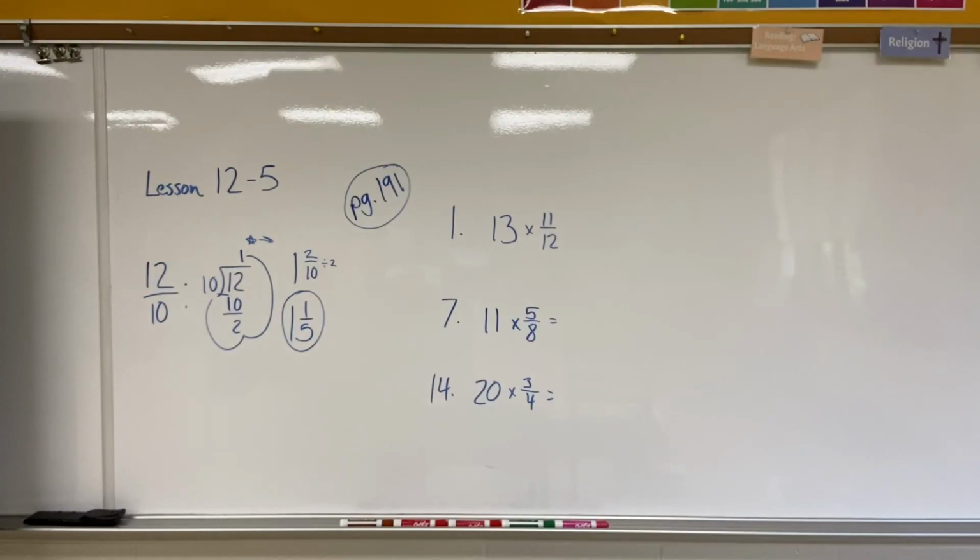All right, my 4th grade friends, if we take a look at page 191, you will see that we're doing practice problems number 1, 7, and 14. For number 1, the directions say rewrite the expression with the whole number as a fraction. So you're going to be changing 13 times 11/12 into a fraction times a fraction. Don't forget what we do with whole numbers before we start multiplying. For 7 and 14, they want you to multiply. Write your answer as a whole number or as a mixed number if needed. Also, make sure that your number is in simplest form.